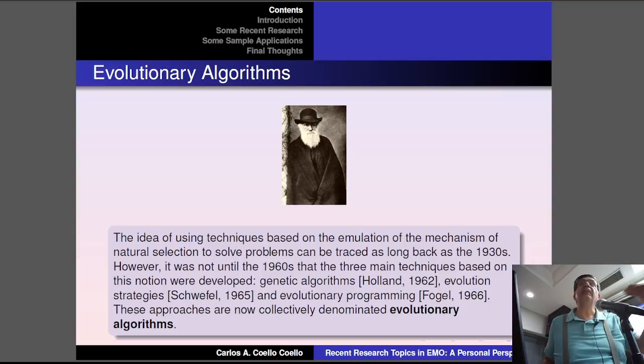These three families of algorithms all rely on the same principle. They are trying to simulate evolution in a computer to solve complex optimization problems. In a generic way, today we call them all evolutionary algorithms. It's difficult to distinguish today a genetic algorithm from evolutionary programming, for example.